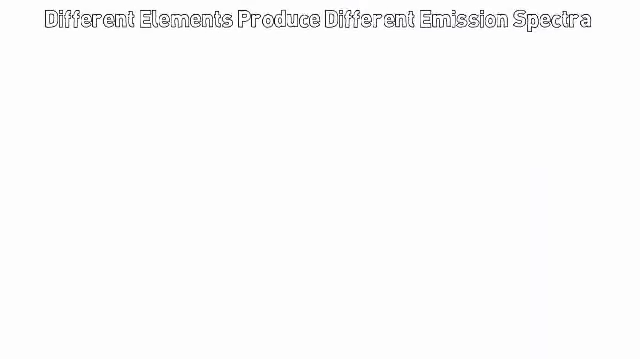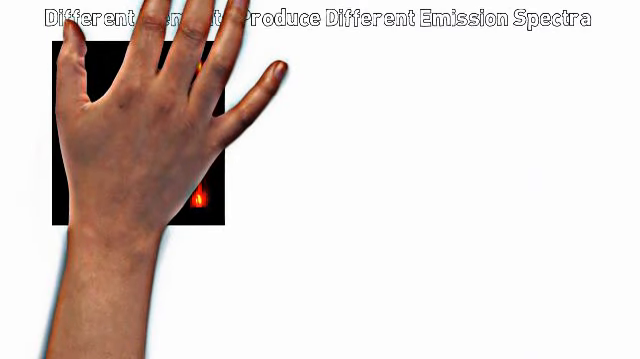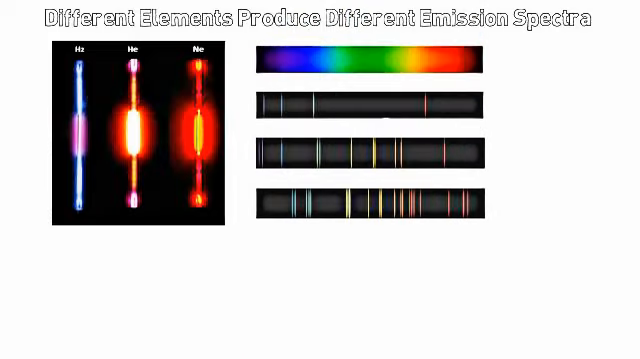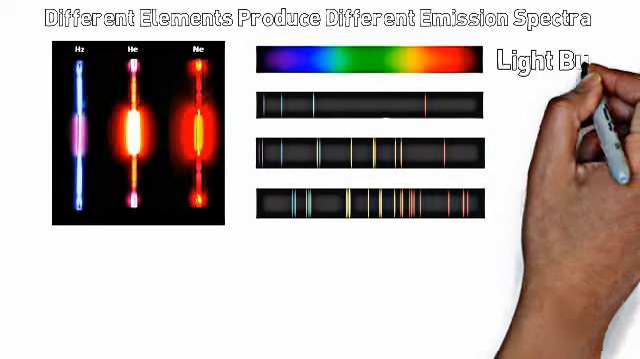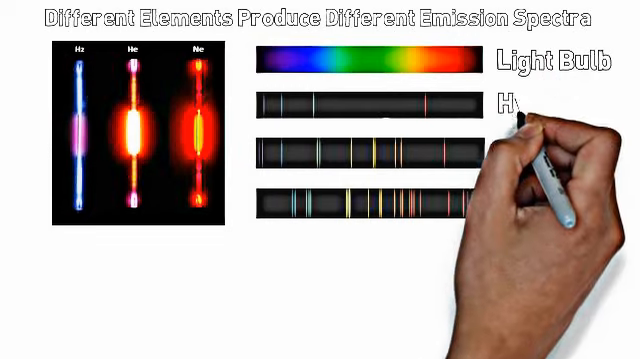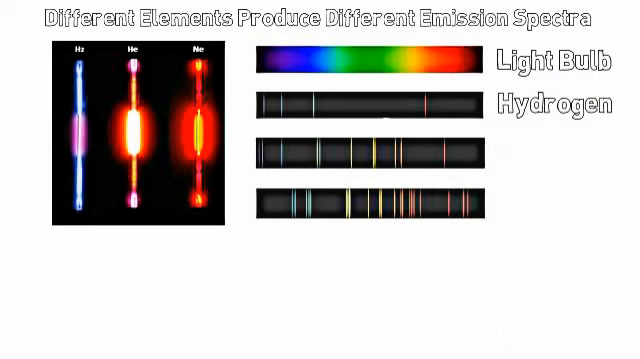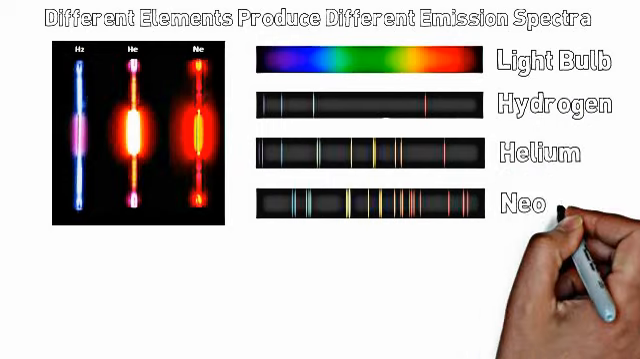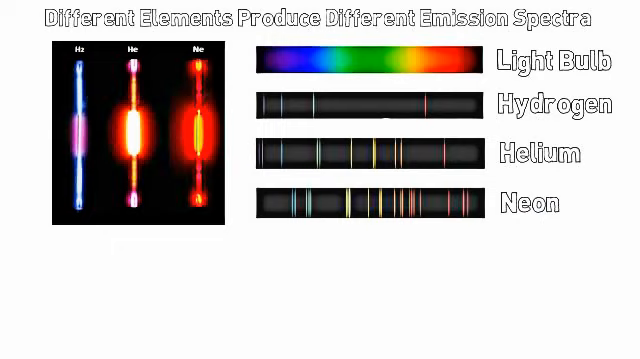And if you start to look at other emission spectra of different elements, what you notice is that each element has its own unique emission spectra. You can see here that we have hydrogen, helium, and neon, and they're all different colors, and they all have different emission spectra. We have the emission spectra from the light bulb, from hydrogen, from helium, and from neon. Okay, and they're all different.